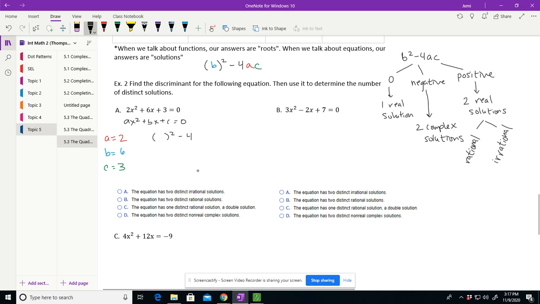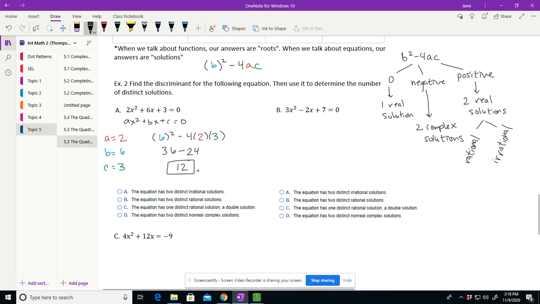B is 6, so I have 6 squared minus 4 times a, which is 2, times c, which is 3. 6 squared is 36. 4 times 2 times 3 is 24, and I'm left with 12. 12 is a positive discriminant.